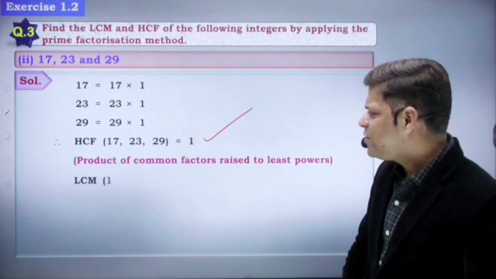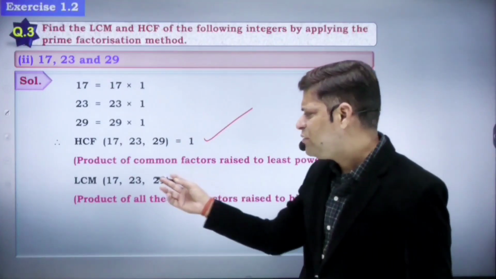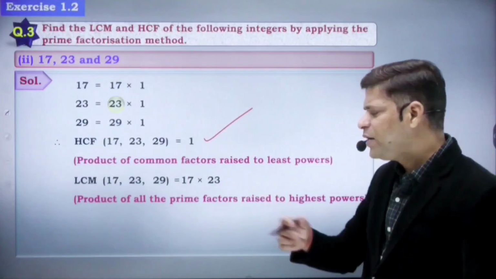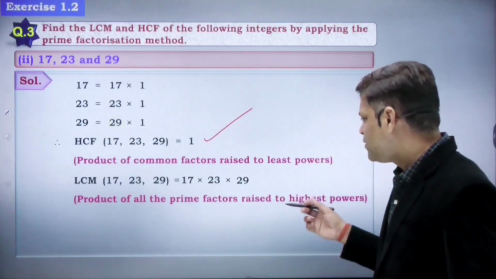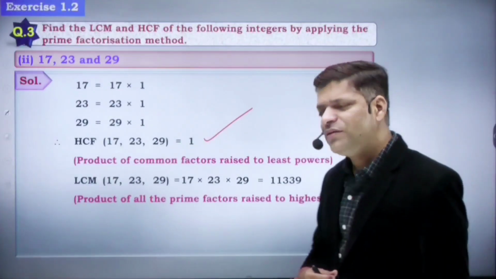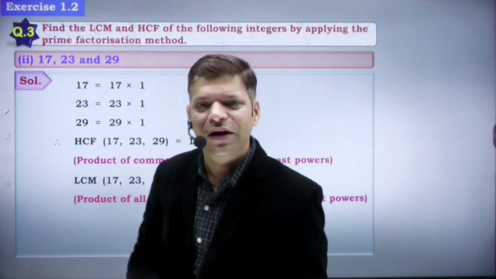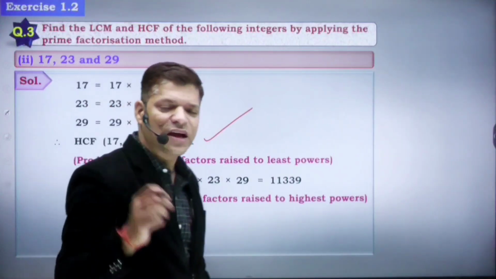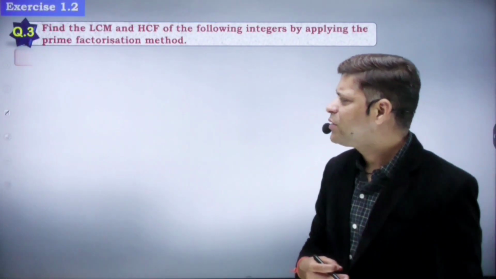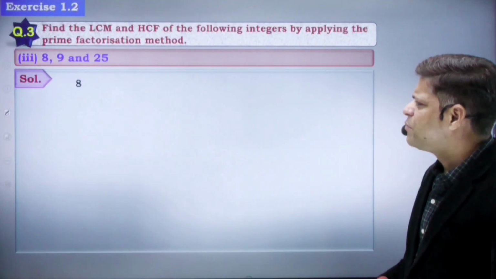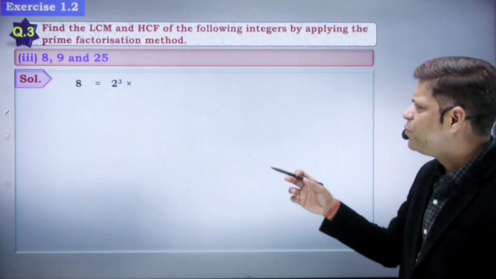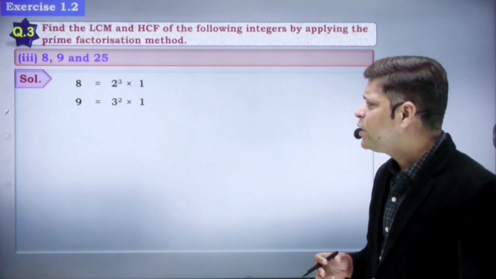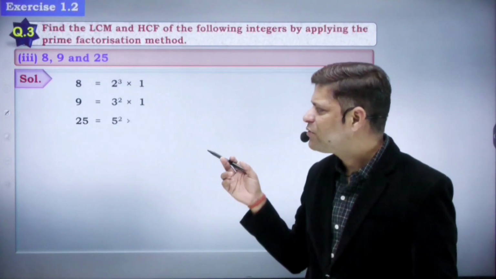Now if we have to find the LCM, since these are all prime numbers, we will multiply all of them. So it will be 17 into 23 into 29, and this will be equal to 11339. Okay, so we have done question number 3, second part. The next one is question number 3, third part: 8, 9, 25. A very simple question. The prime factors of 8 are 2 cube into 1, of 9 are 3 square into 1, and of 25 are 5 square into 1.